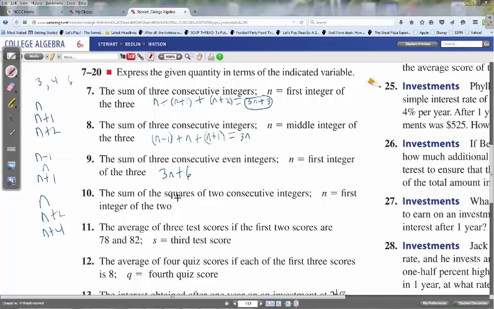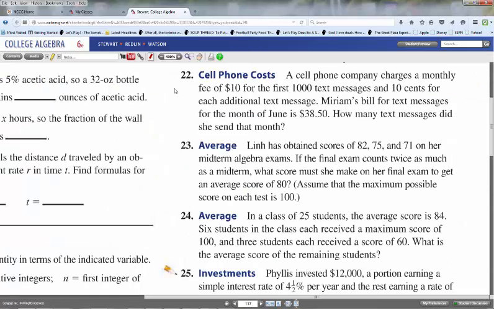Alright, how about this? Sum of squares of two consecutive integers. Okay, if you sum two things, you're adding them together. The two consecutive integers would be n and n plus 1, and the squares of those would be n squared plus (n plus 1) squared. That's fine for the answer. WebAssign should take that. You can expand this and combine those n squared terms if you want, but it's not necessary.